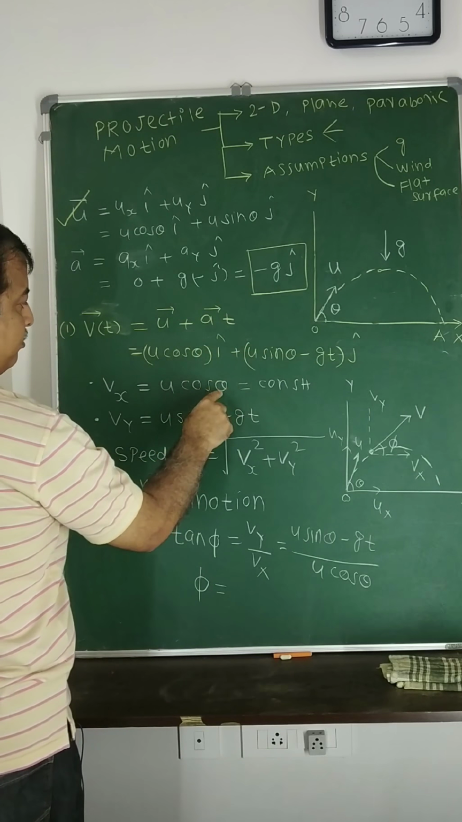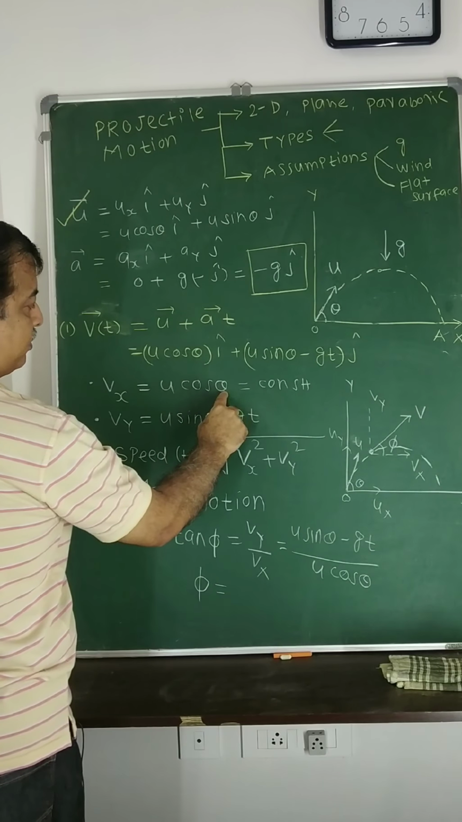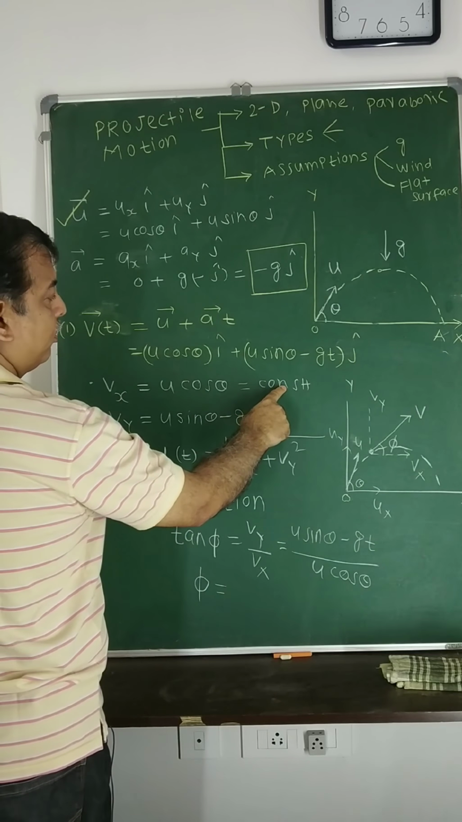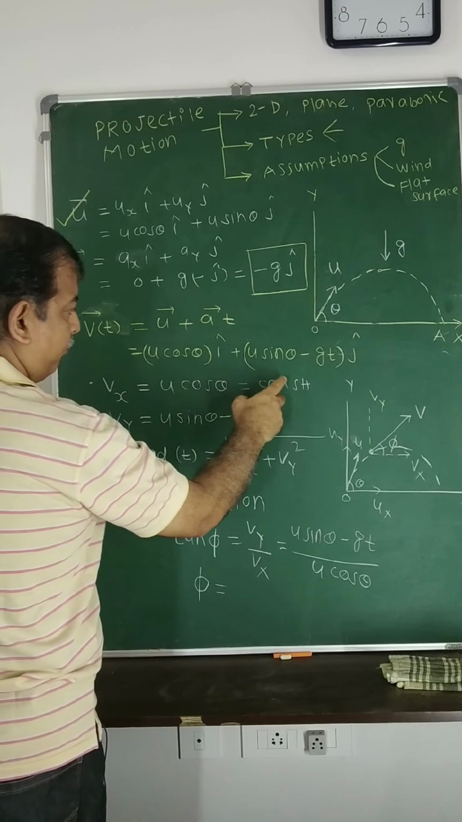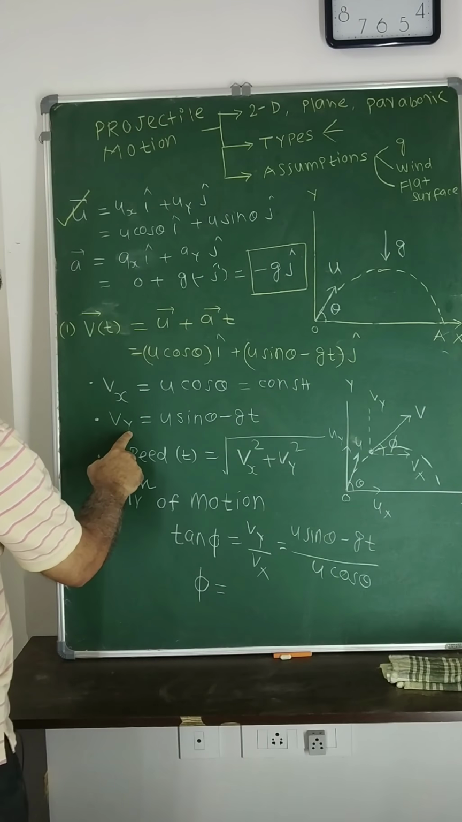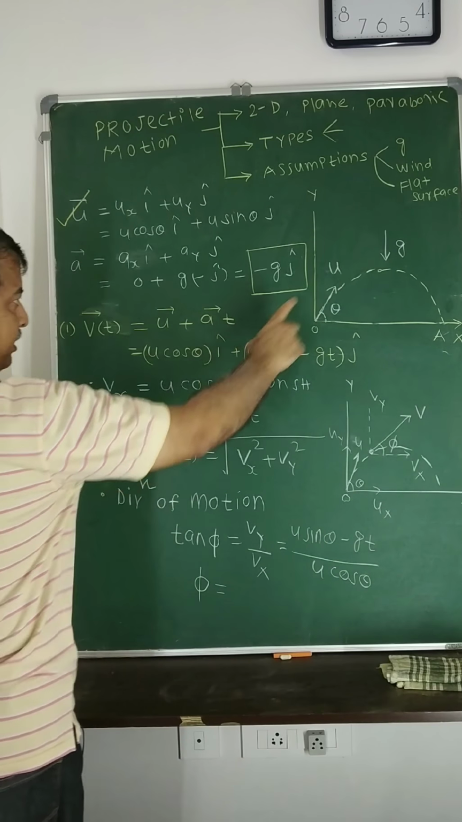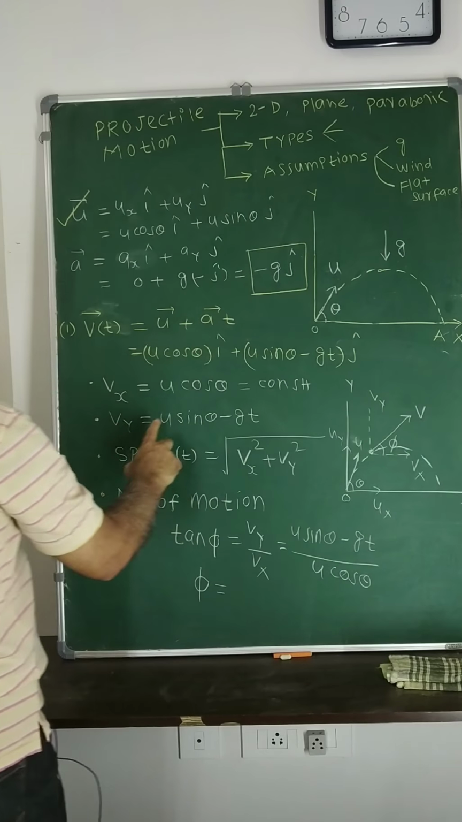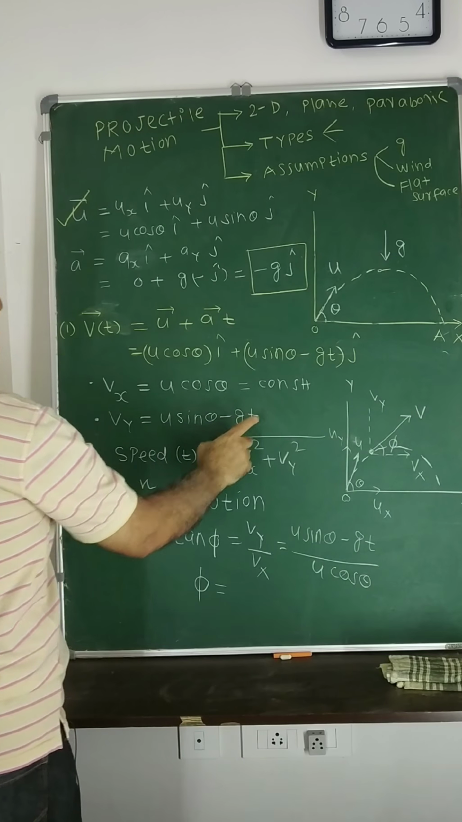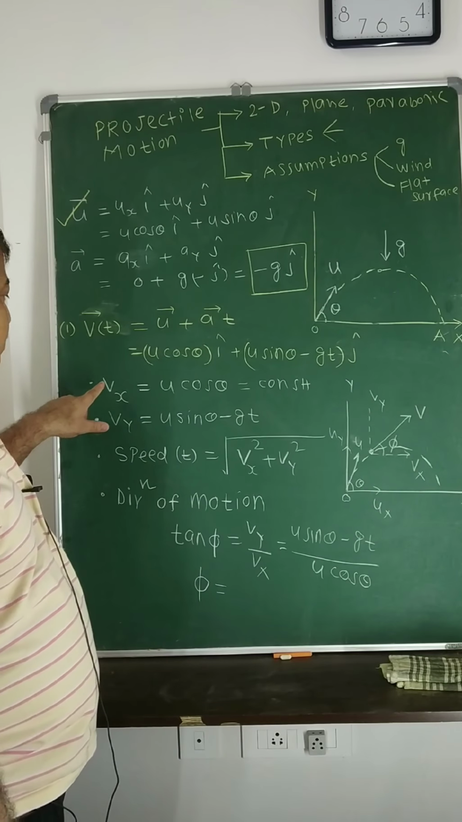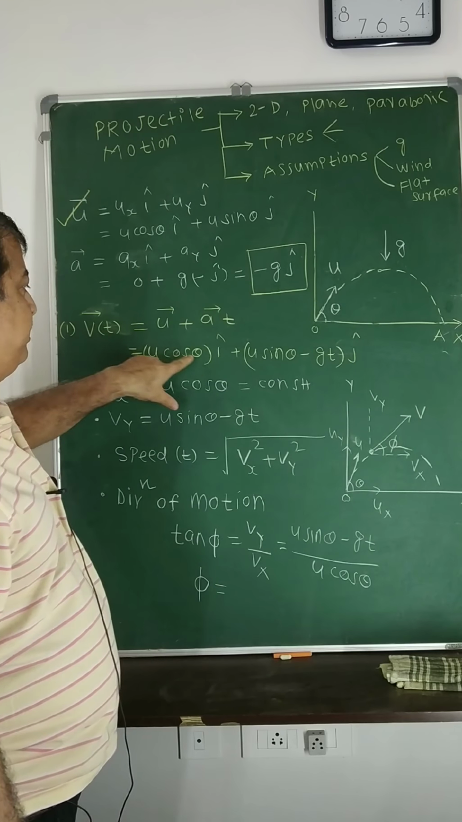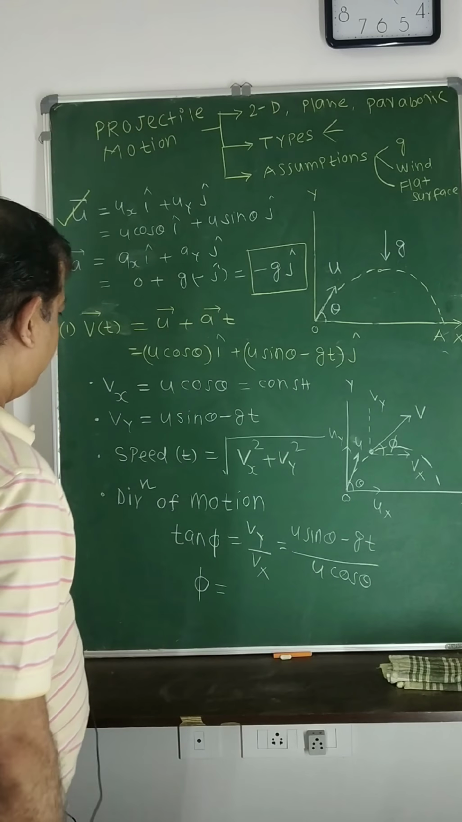In a projectile motion, the x component of velocity, or horizontal component of velocity, remains constant all the time. And of course it is very obvious because there is no force in the x direction. Correct? The y component, of course, will change because there is a gravity effect, and Vy is nothing but u sin theta minus g into t. So at any time t, I know the x component, I know the y component, so the velocity vector at that particular time we can write.